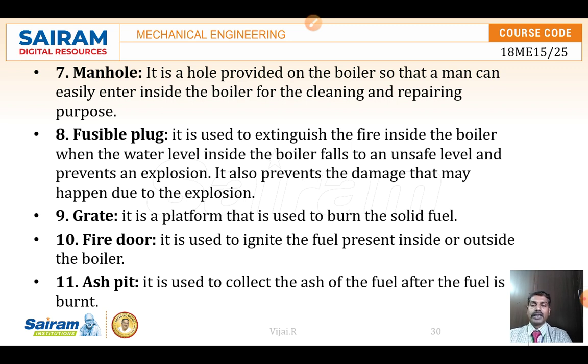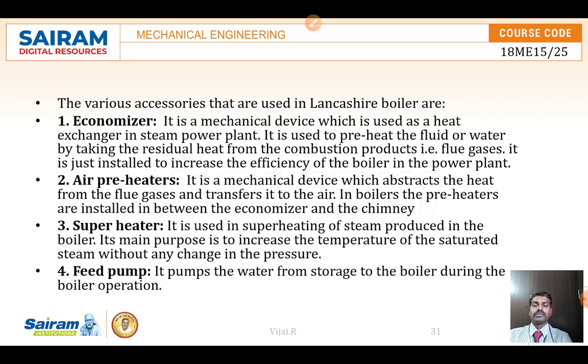The fusible plug is used to extinguish the fire in case a huge amount of heat is produced, for an unsafe level of water. If that comes suddenly, the fusible plug will melt and put off the fire to avoid an explosion. The fire tube and ash pits are used for igniting the fuel, and the ash pits are used for the removal of the ash after the fuel is burnt. These are all the important areas of the boiler.